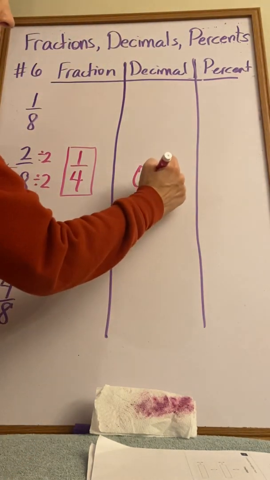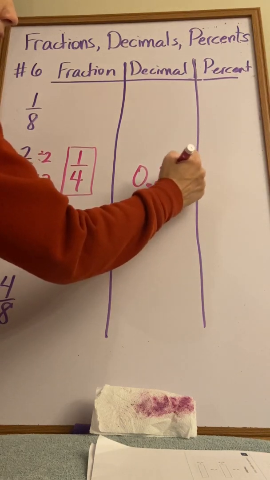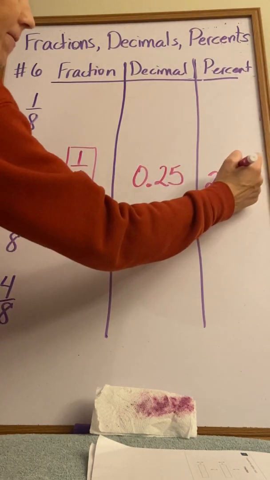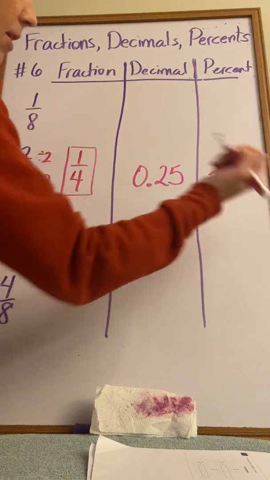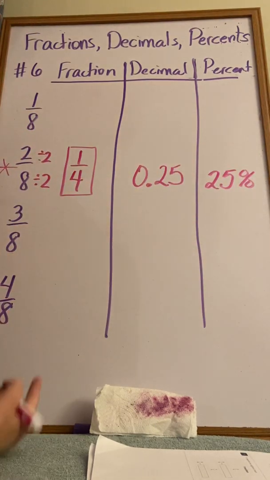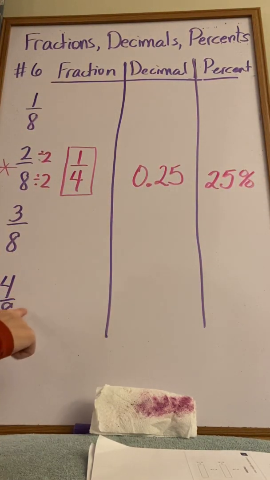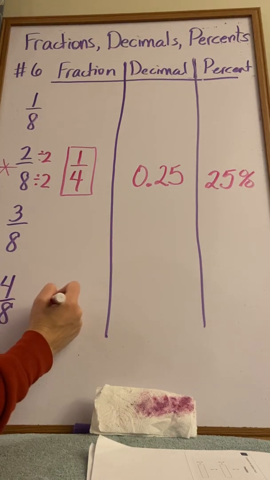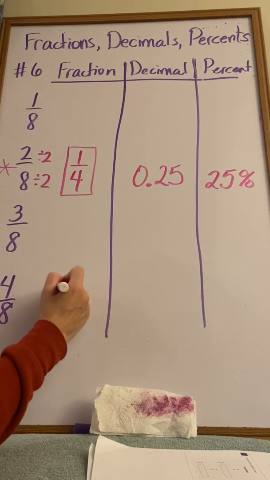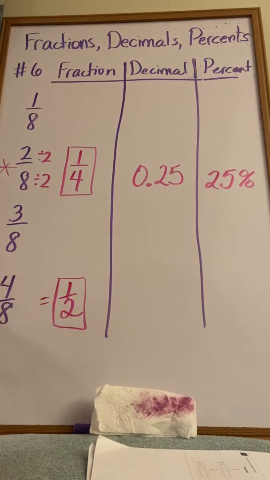And our quarters is 25 cents or 25%. 25 out of 100. Now let's look at the eighths. Look at the 4 out of 8. What do you notice about 4 and 8? Do you notice that 4 is half of 8? Maybe you already see that that is 1/2 because you know 4 is half of 8.